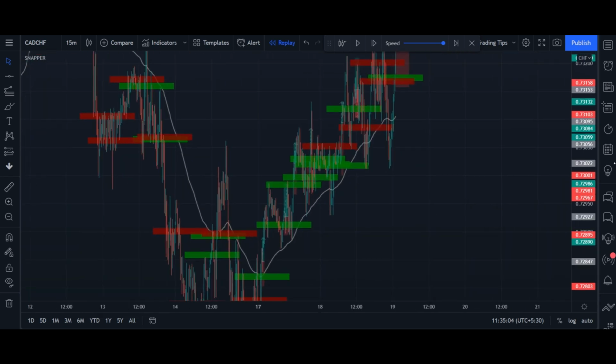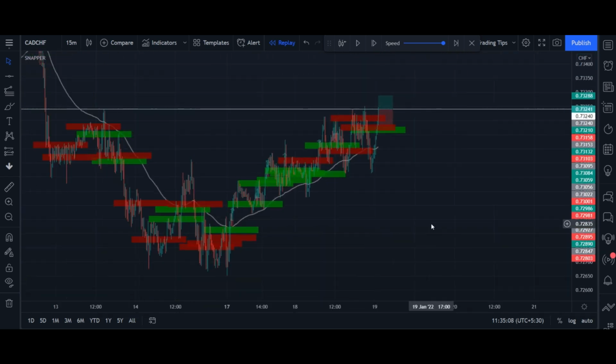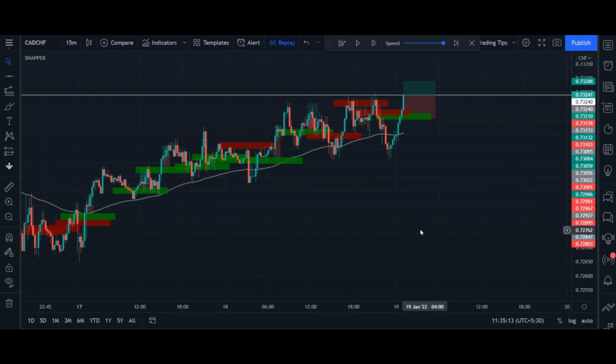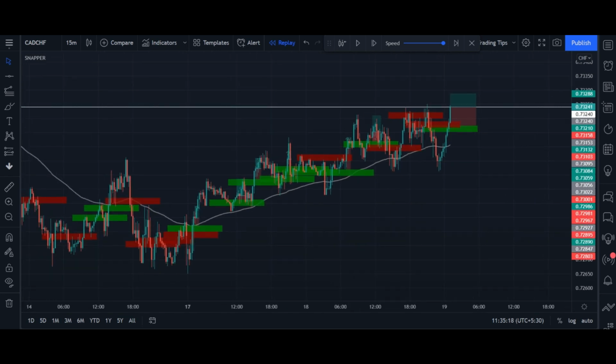Well, in this terrifying vacuum, we will rely on the most powerful trading tool that has been discovered in the last 2 centuries, which is the Fibonacci retracement tool.